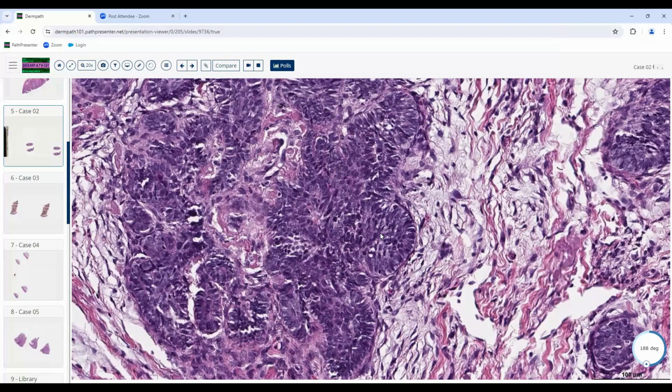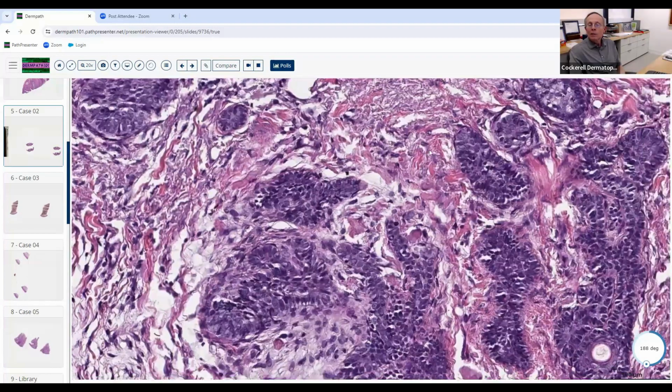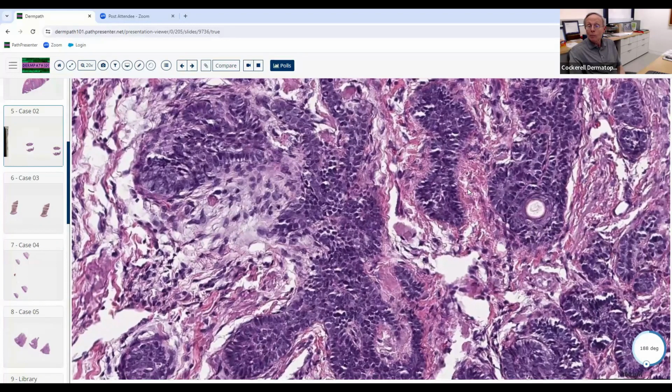So that kind of clefting artifact that you would get along the edge of the islands of basaloid cells. Good. What happens in a basal cell carcinoma is you're right, you get a cleft between the basal cell carcinoma itself and the surrounding stroma, which is usually more of a fibromucinous stroma. And this one's got a bit of a loose myxoid area to it, but in some areas, you can see that it's a lot more fibrous, like up in this area.